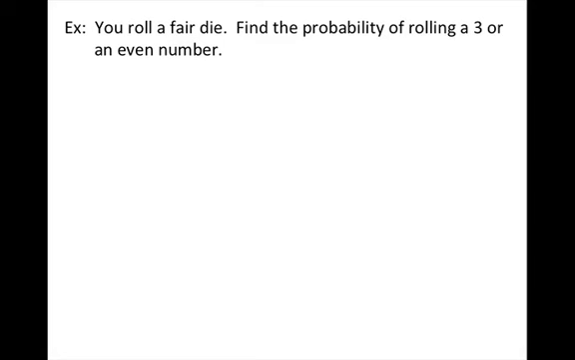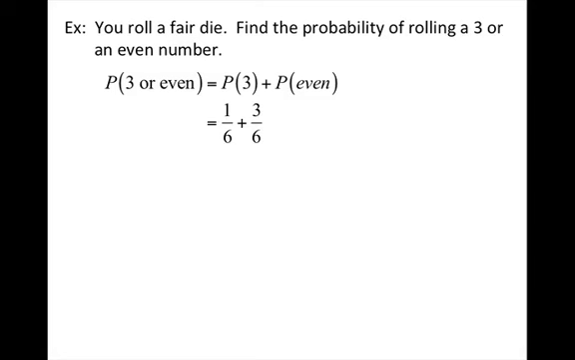You roll a fair die. Find the probability of rolling a 3 or an even number. Well, I cannot roll a 3 and an even number at the same time, so these are mutually exclusive. So the probability is just the probability of rolling a 3 plus the probability of rolling an even number. Well, if I roll a die, I have 1 3 out of 6 total, so the probability of rolling a 3 is 1/6. There are 3 even numbers, so the probability of rolling an even number is 3/6. If I add these and reduce them, I get the probability of rolling a 3 or an even is 2/3.